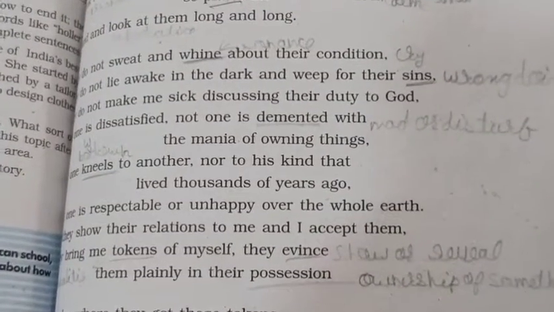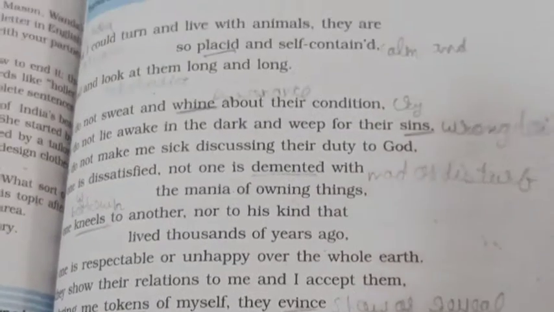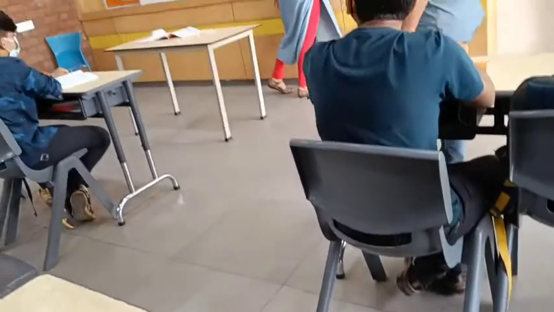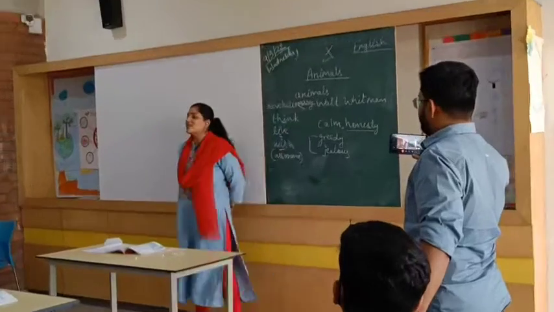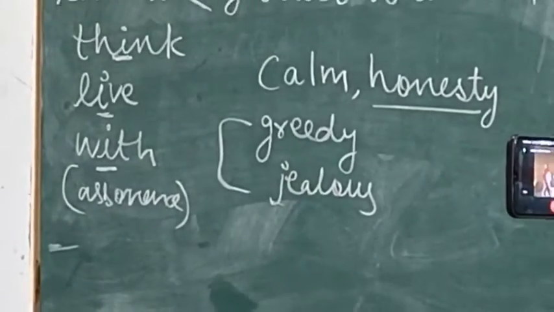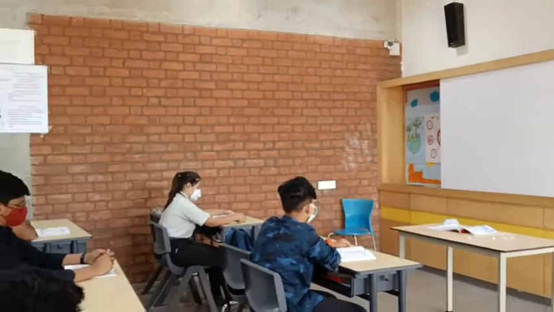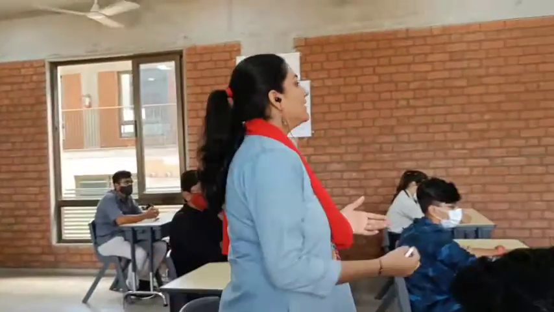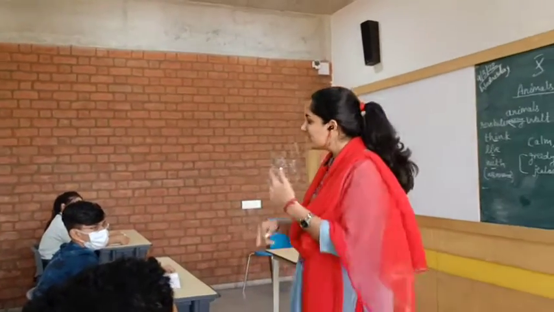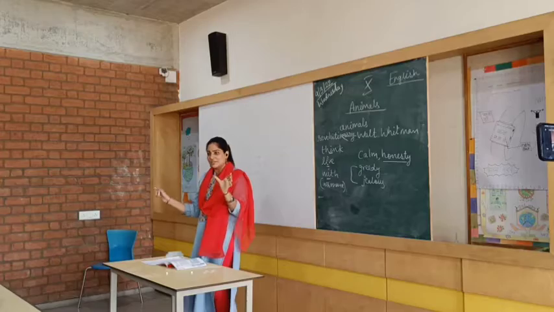So animals live their life with honesty. Are human beings as honest as animals? Human beings are not as honest as animals are. And are human beings as calm as animals? So in the first stanza, we read about the qualities of animals. In the second stanza, we read what a human does and what animals do.